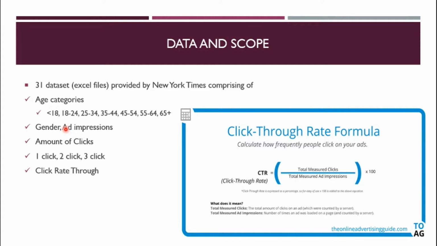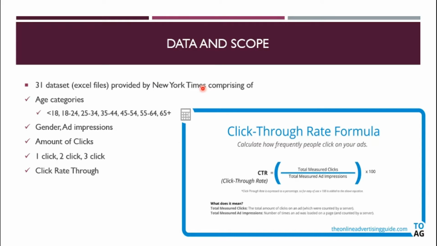Data and scope talks about what kind of data we use. As discussed before, the data that we use was the 31 dataset files provided by New York Times, which comprised age categories, gender, ad impressions, amount of clicks, how many users had 0 clicks, 1 click, 2 clicks, 3 clicks, and the click-through rate.